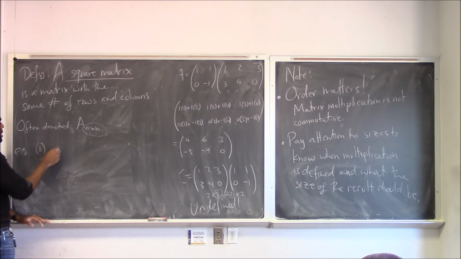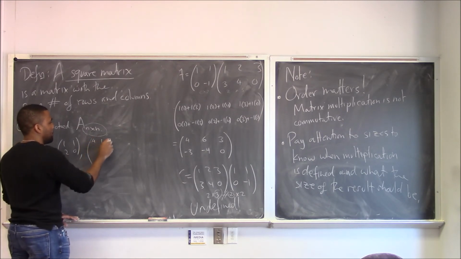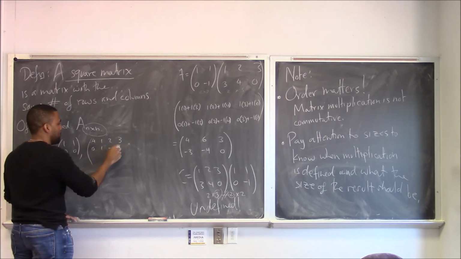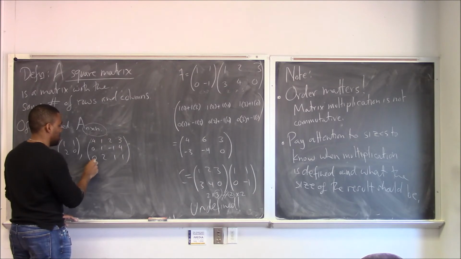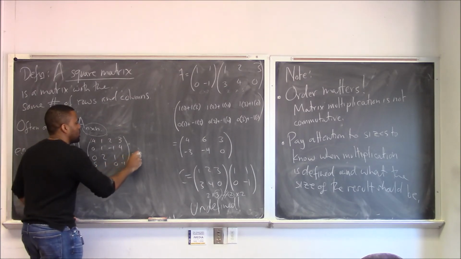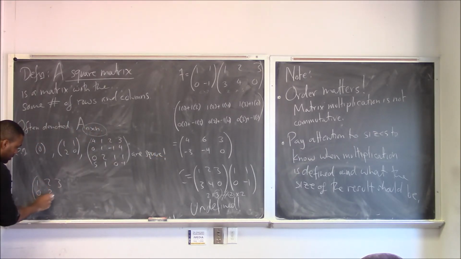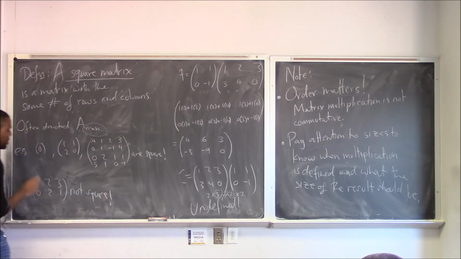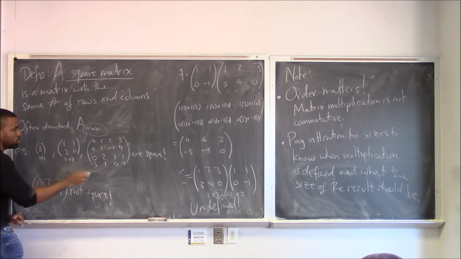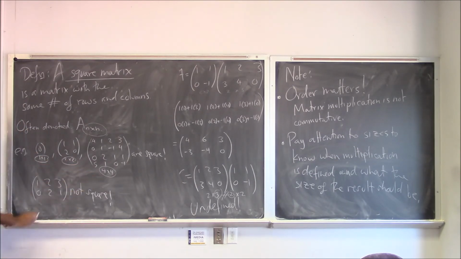So you can have this guy, these are squared. You have a 2 by 3, not squared. Because this is a 1 by 1, that's a 2 by 2, this guy's a 4 by 4. Same number of rows and columns, that defines a square. This here is a 2 by 3, not square.